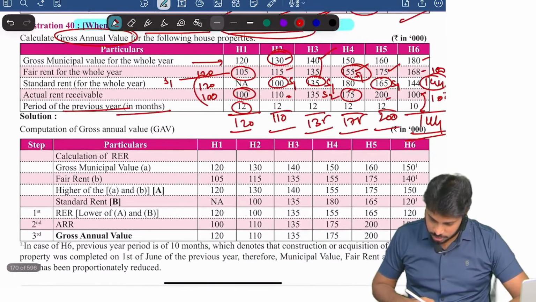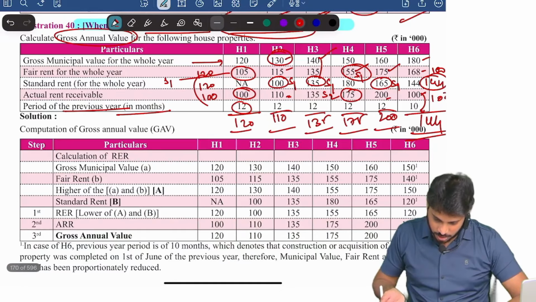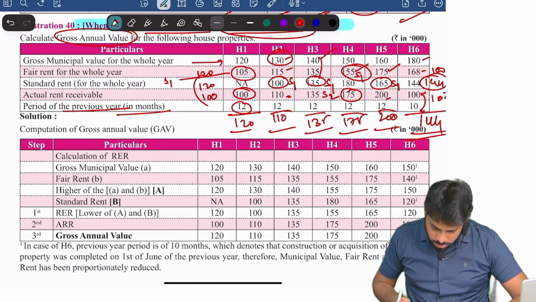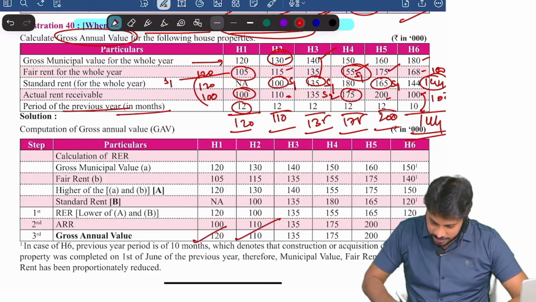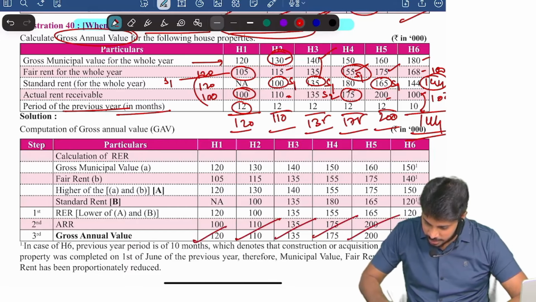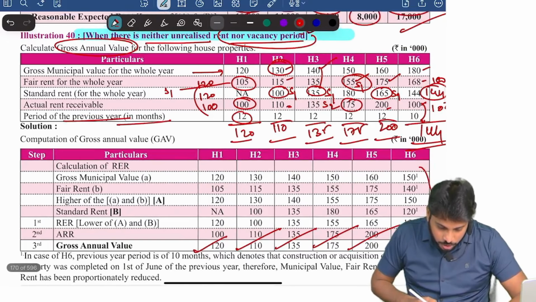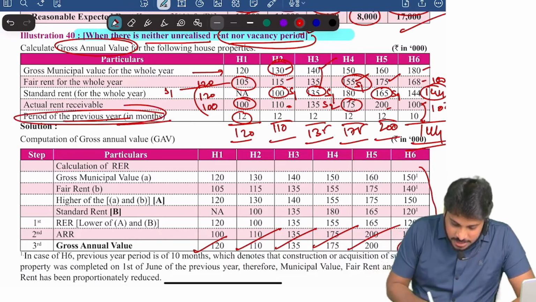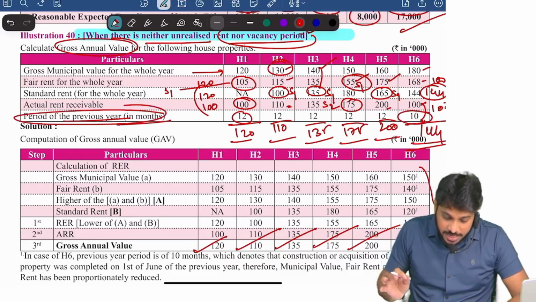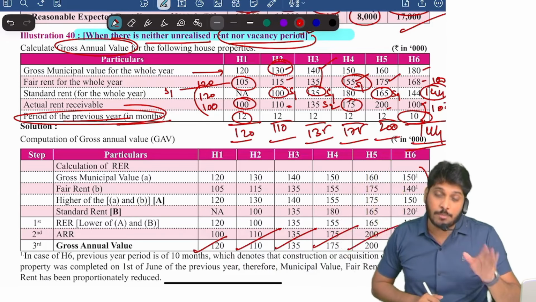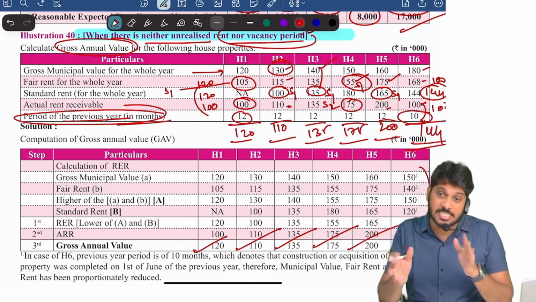Gross annual value, house number 6, where did they take all wrong numbers? This answer 120 correct, this 130 correct, 135 correct, 175 correct, 200 correct. Last one, where 120, these numbers itself did not come. Oh, okay. Period of previous year. Here the previous year period is 10 months only. Probably the property was in existence for 10 months only.